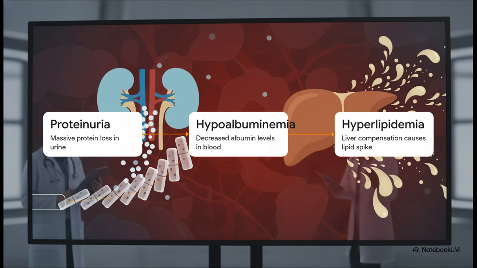Finally, step 3. The liver panics. It sees the low protein levels in the blood and kicks into overdrive to compensate. But while it's desperately trying to synthesize more proteins, it also pumps out massive amounts of lipids. So this liver overcompensation causes marked hyperlipidemia. It's a perfect, tragic domino effect.